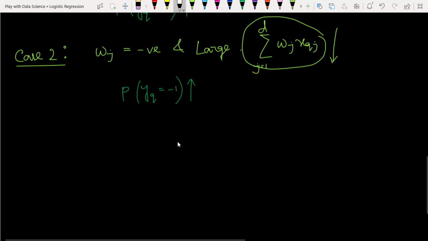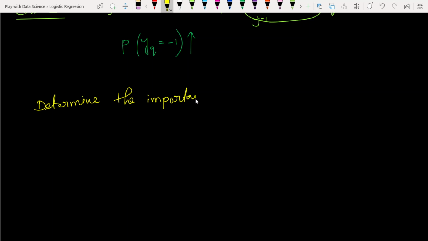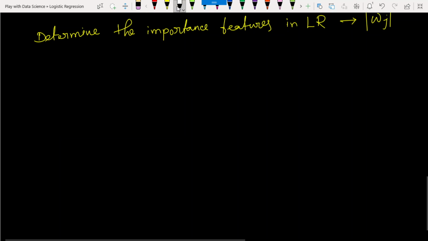Simple. Let's consider an example, then it will be clear. So first, just write it down: to determine the important features in logistic regression, we calculate the absolute value of our weight vector. Now let's play with an example.